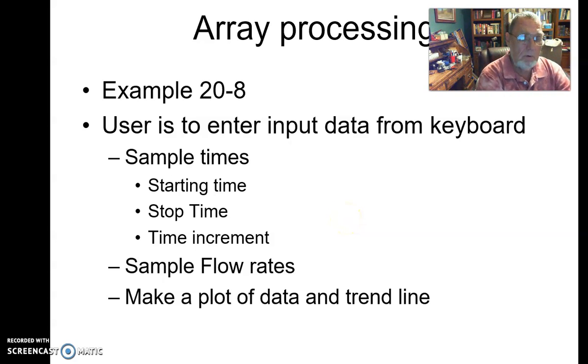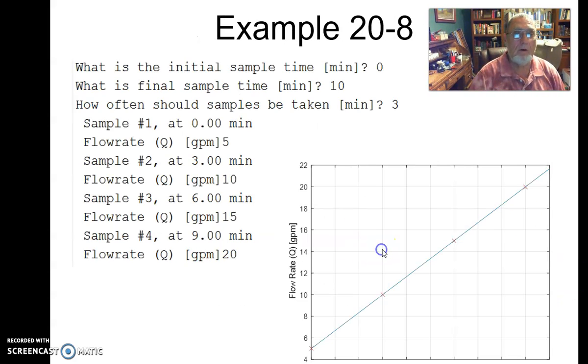And here's another, a little bit more complicated example. That was also available for you to download. In this one, we're going to collect some data from a user, possibly taking some sample flow rates from a stream. So we're going to ask the user what's the time of the first sample, what's the time of the last sample, and how many do you want? Then we'll input them and make a graph.